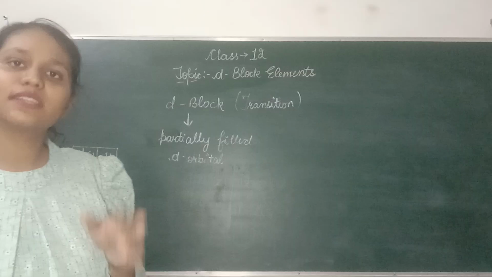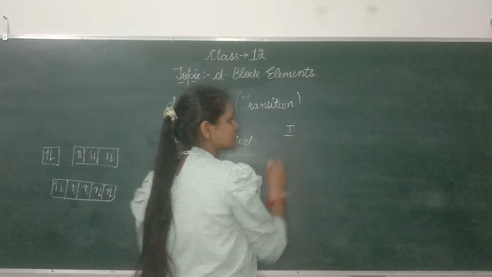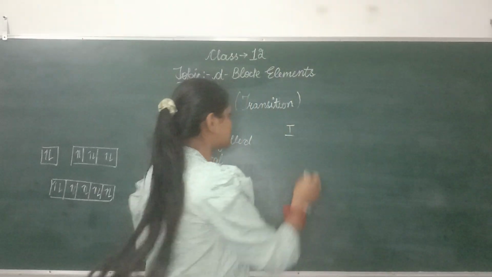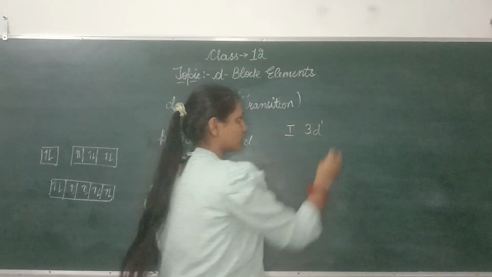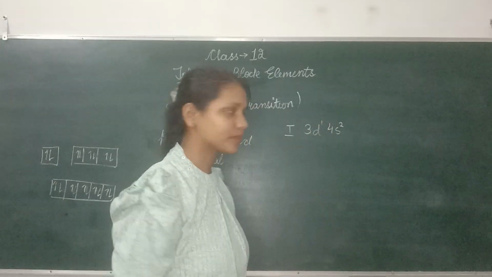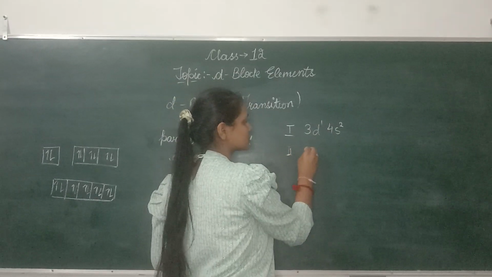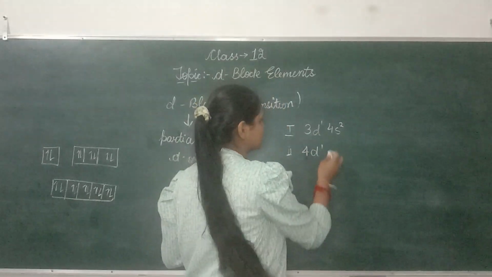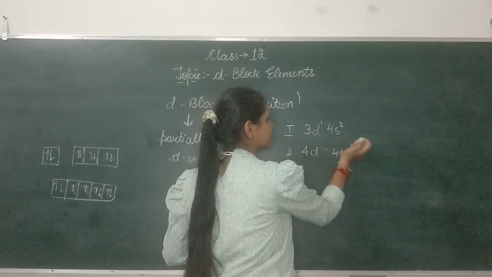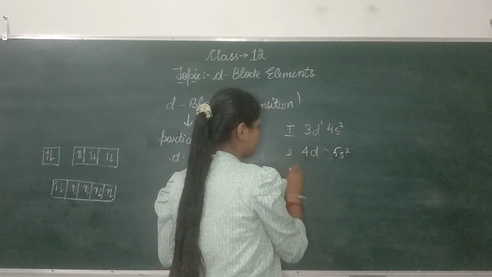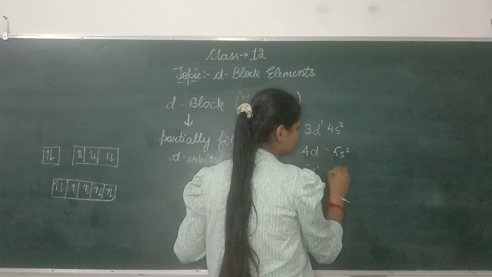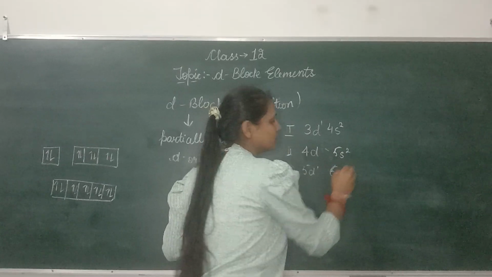The D block is divided on the basis of the first transition series, second transition series, and third transition series. In the first transition series, 3d orbitals are gradually filled and 4s is already filled. In the second transition series, 4d subshells are gradually filled and 5s is already filled. In the third transition series, 5d subshell is gradually filled and 6s is already filled.